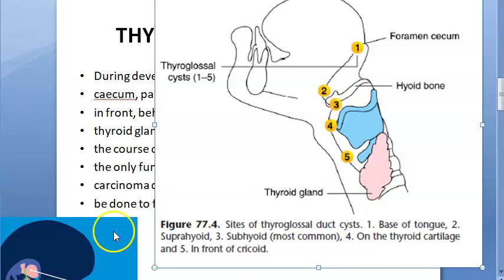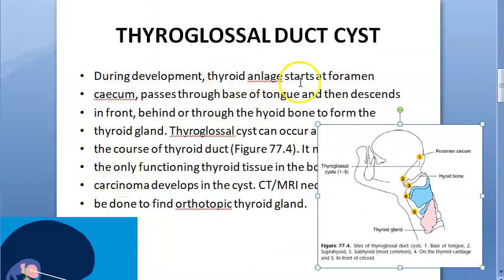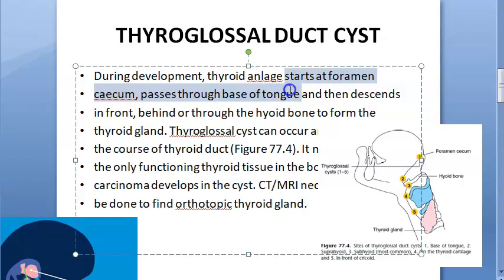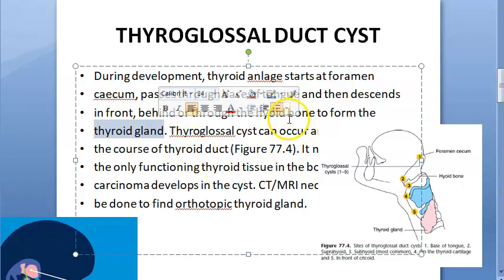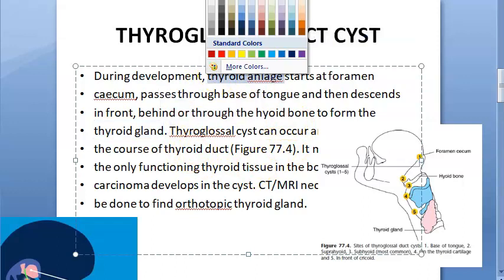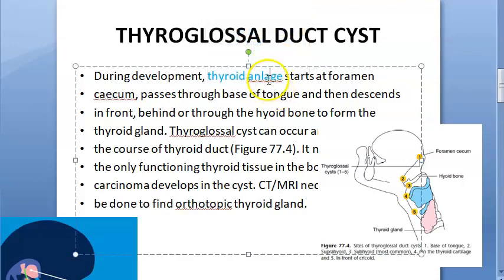So what they're saying here, how this starts, it starts at the foramen cecum, passes through the base of tongue and then descends in front, behind and or through the hyoid bone. It can go either in front of the hyoid bone, behind the hyoid bone or through the hyoid bone to form the thyroid gland. Okay, so it will go and form the thyroid gland. Which will form the thyroid gland? This thyroid anlage. Actually, what is this anlage? Do you know what it is? Basically, it is some endodermal cells. That's it. Okay, so it has to go and form the thyroid, right?